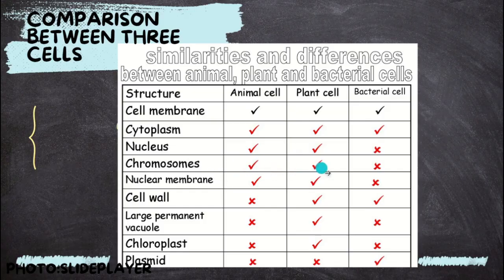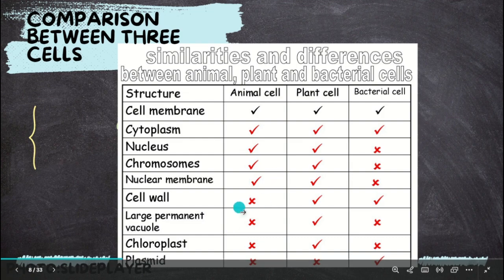Chromosomes: animal and plant cells have chromosomes, right? We know why, because they have their DNA enclosed in a nucleus. Our bacterial cell does not have its DNA enclosed in a nucleus. What we saw in the bacterial cell was basically a nucleoid, free-flowing DNA. And then we have the nuclear membrane in the animal cell and plant cell, which basically surrounds the nucleus. If it doesn't have a nucleus, it's not going to have a nuclear membrane. So we can understand why the bacterial cell is a no for that one as well.